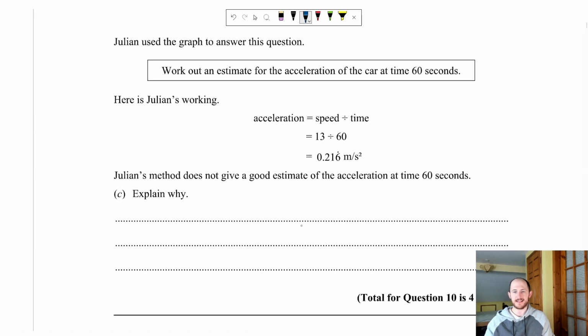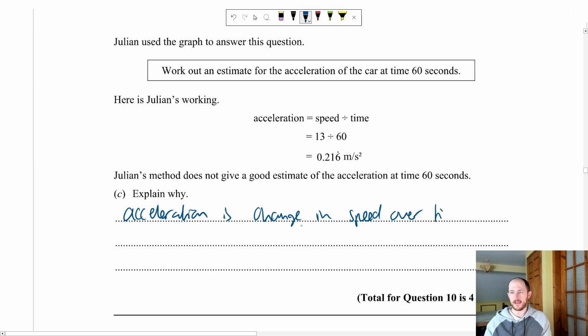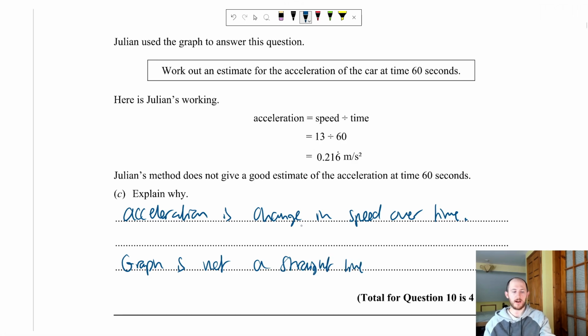The reason is acceleration is the rate of change, right? It's the change in velocity over time. Change in speed over time. Whereas what he's done is he's just taken the speed itself. The other thing you could do is say that a gradient would be better because the graph is not a straight line. Either one of those would work out well.